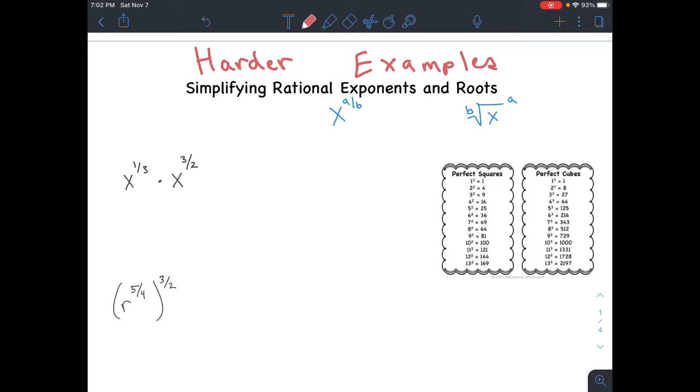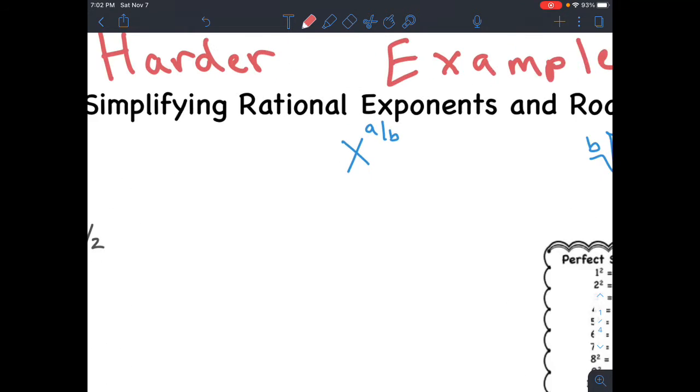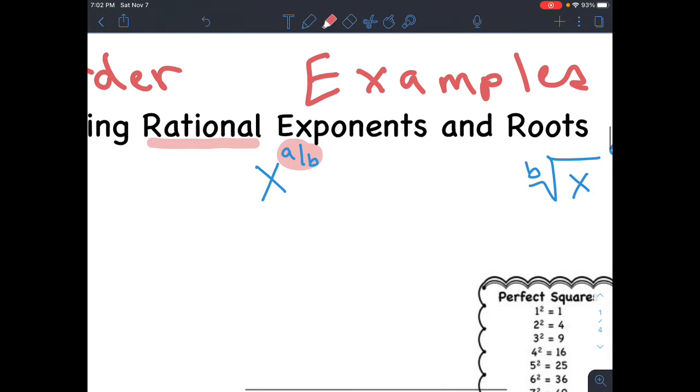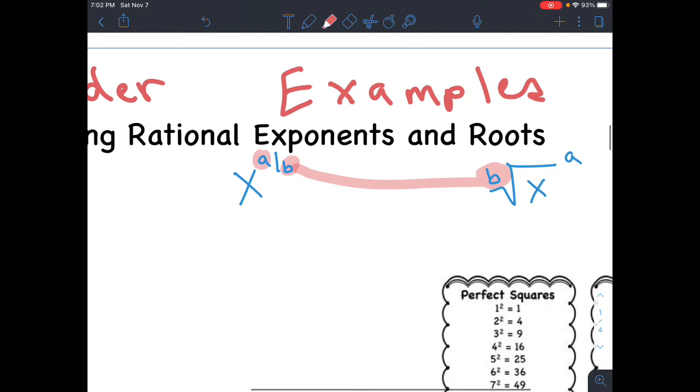Let's take a look at some difficult examples that involve rational exponents and roots. Again, rational exponents are when your exponent can be written as a rational number, a fraction. The denominator of the fraction becomes the type of root.